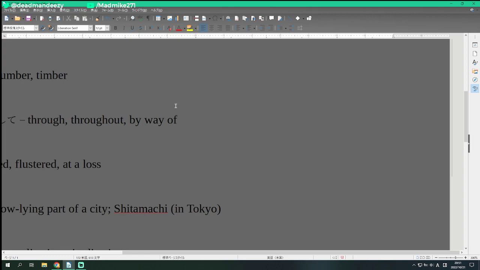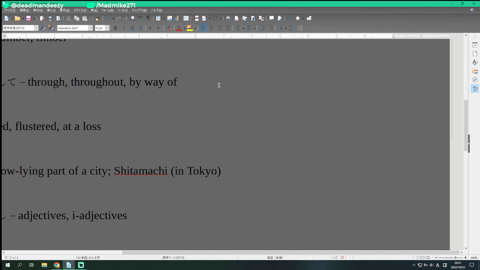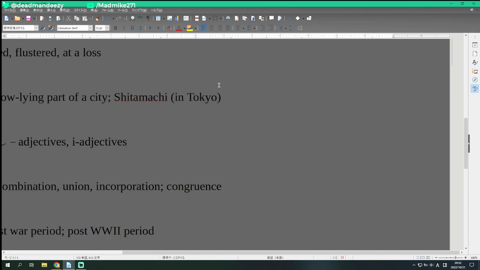Lumber or timber is zaimoku, with zai on the left side meaning lumber, and the moku on the right side meaning wood. Zaimoku. Through, throughout, or by way of is otoshite. This is more of a grammar pattern, meaning through the use of or passing with the use of or through. Otoshite.